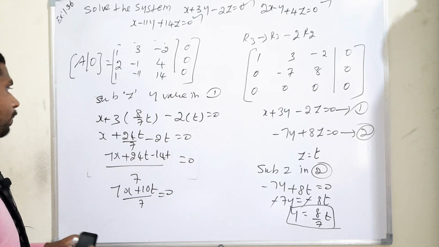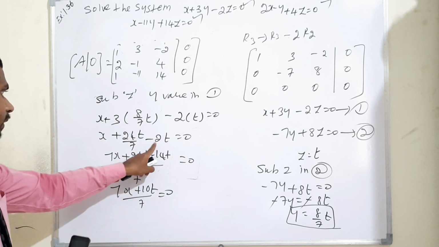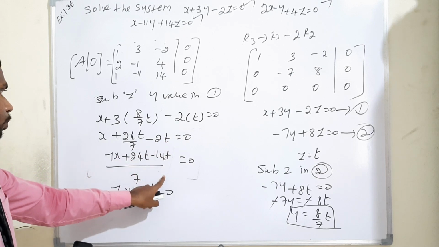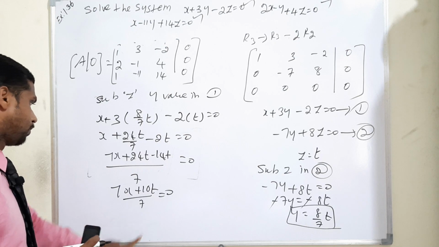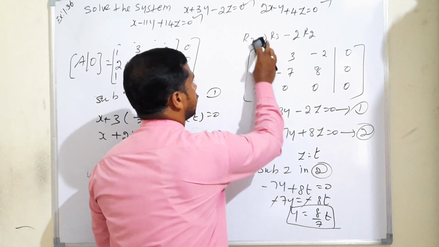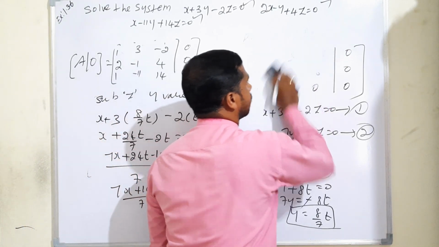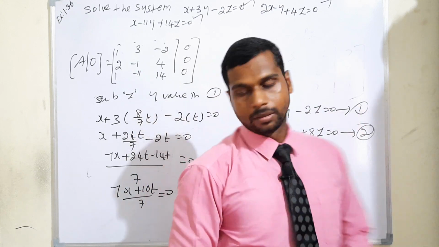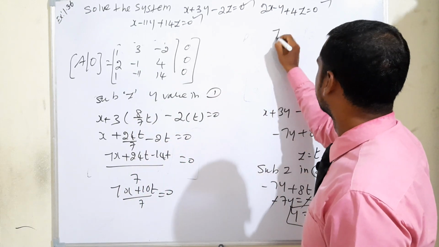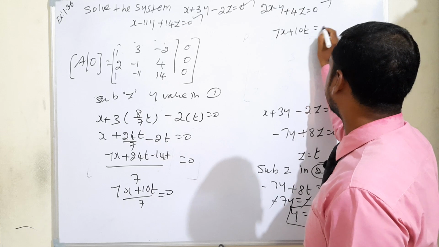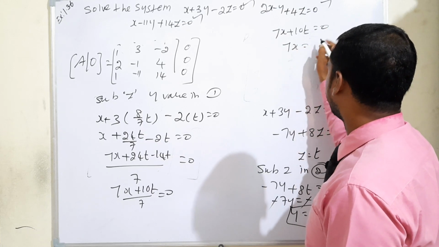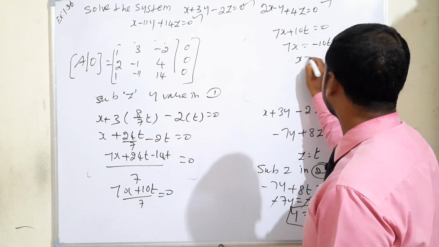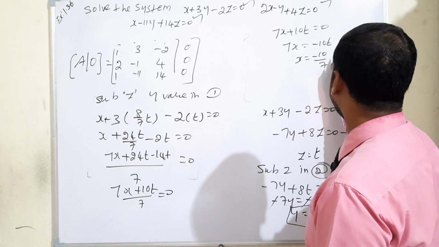Again cross multiply, what will happen? Minus 2t is there, 0 will come, isn't it? Cross multiply means 7x plus 10t is equal to 0. Therefore, 7x is equal to minus 10t, which means x is equal to minus 10 by 7 into t.